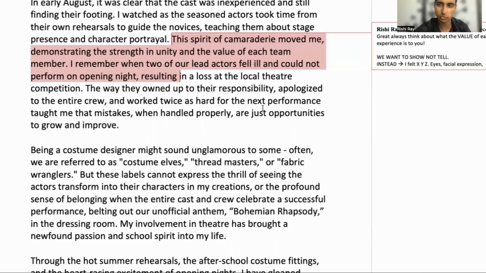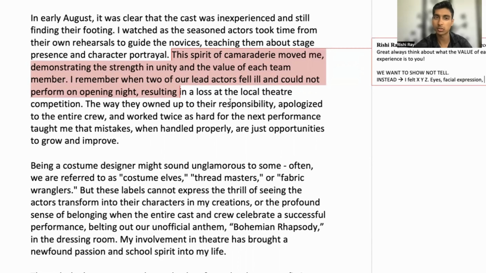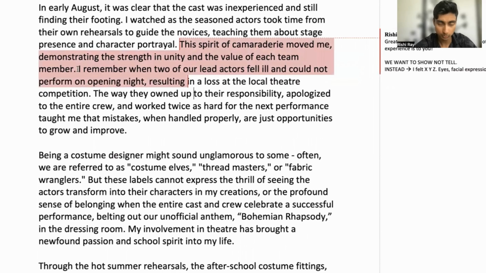Because that demonstrates true thoughtfulness rather than just saying outright that you saw the strength and the unity and the value of each team member. Okay, we'll go on here.